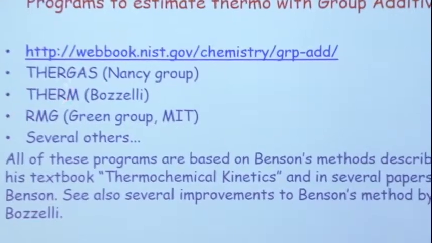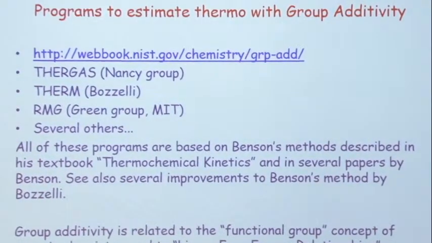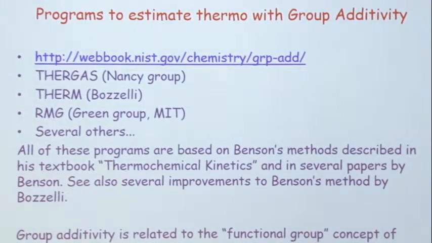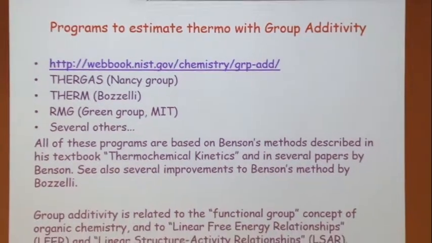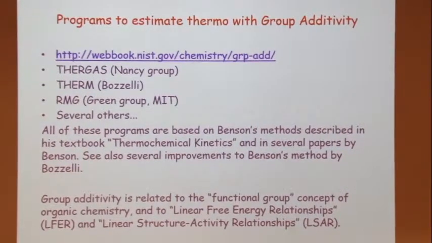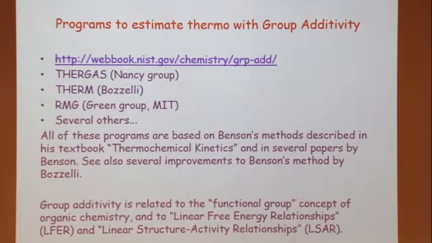And so if you go to this website in the web book, they have a group additivity program that has a lot of those there. The RMG, the Thurgas at Nancy, the Therm program, these guys all do the estimates. And so if you have any random molecule that no one's ever studied experimentally and no one's done a good calculation on, you can just go and do this, and in 2 seconds you'll have an estimate of the enthalpy and the heat capacity and the entropy.